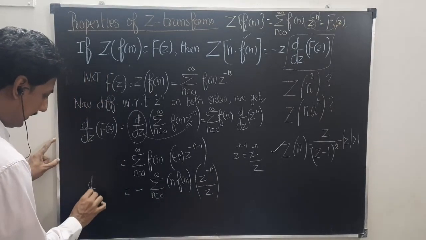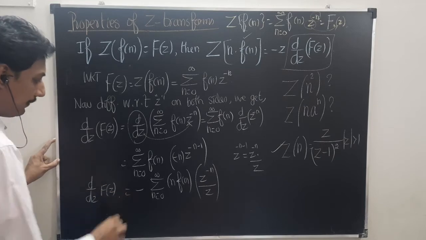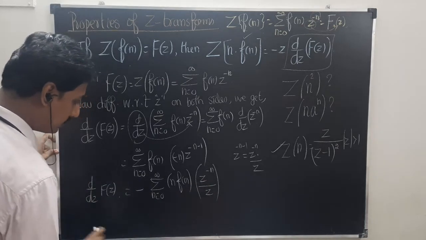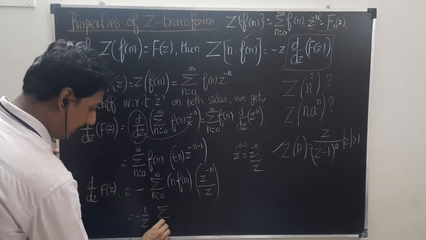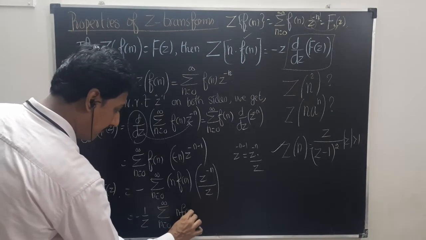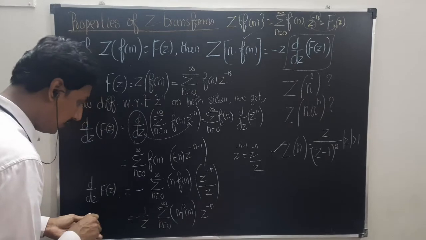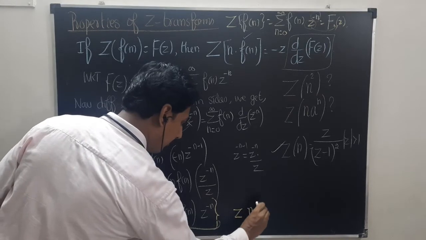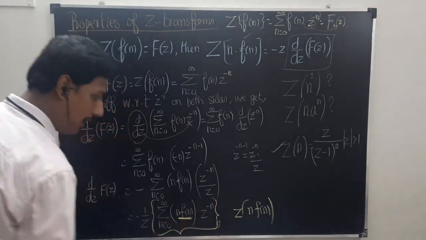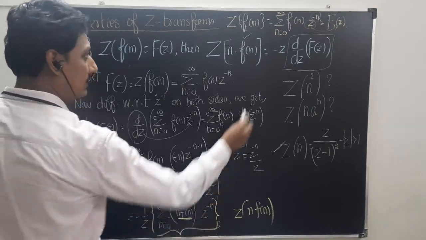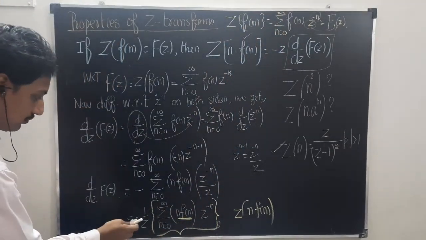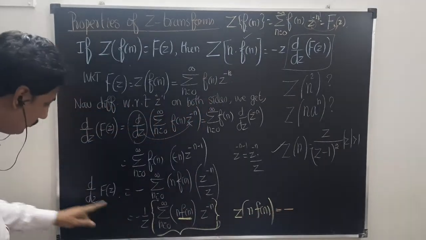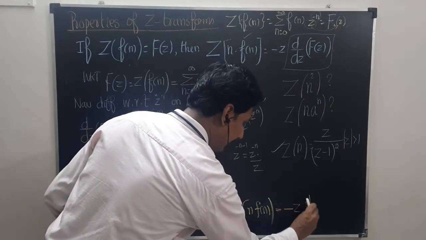The left hand side I have d by dz of F of z, and our ultimate aim is to get the Z transform of n into f of n. Now after taking 1 by z outside, this becomes minus 1 by z, sigma n equal to 0 to infinity n into f of n into z to the power minus n. See that this exactly looks like the Z transform of n into f of n, isn't it? In place of the input it is n f of n, and the format is z power minus n, n equal to 0 to infinity. So this minus 1 by z multiplied to the other side, what will we get? We get minus z into d by dz of F of z.